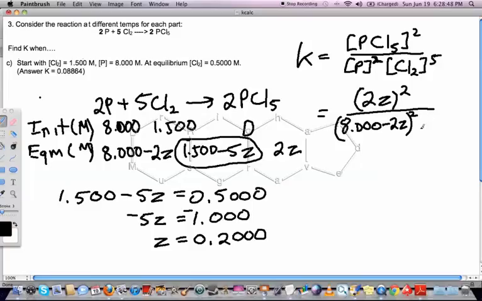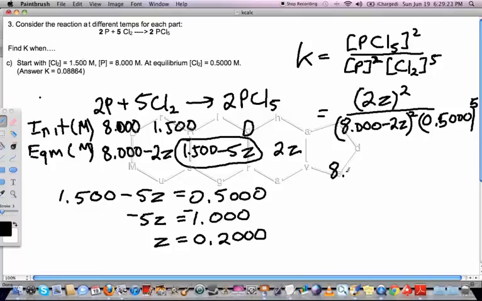Now what I'm going to do here, instead of putting in the 1.500 minus 5z, I'm going to put in the amount we were given at the beginning, which was 0.5000. This will avoid any later problems with significant figures. If I'm given this, then that's the maximum number of significant figures I'm allowed for that anyway. Alright, so now I need to do a little bit of a significant figure check. I've already squared this. We know that that's 4 significant figures. I have to figure out the number of significant figures I'm going to get from this though.